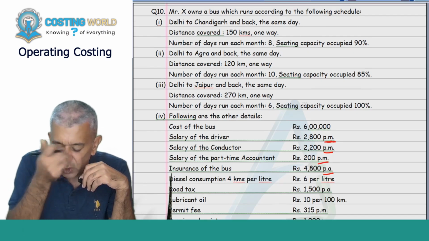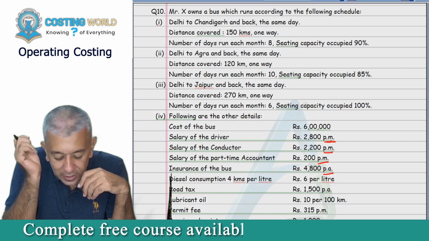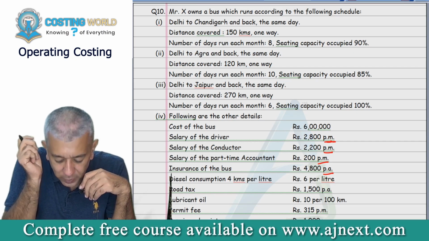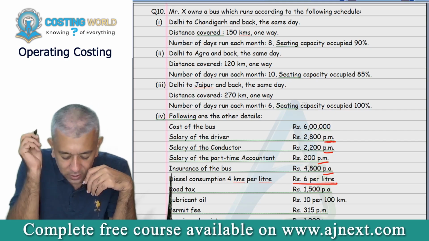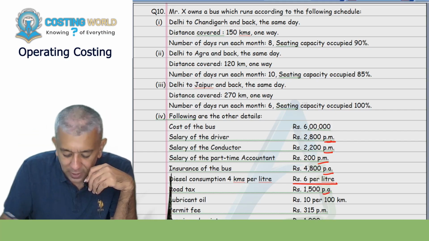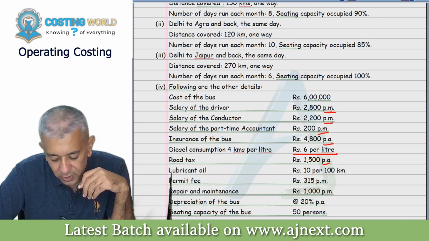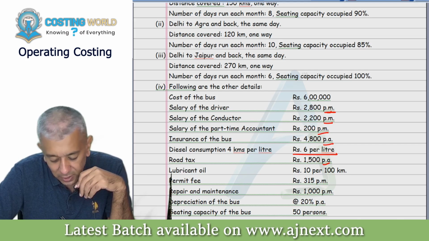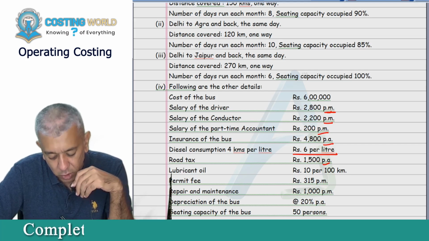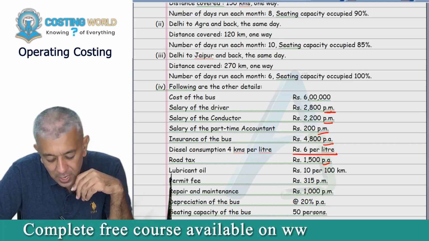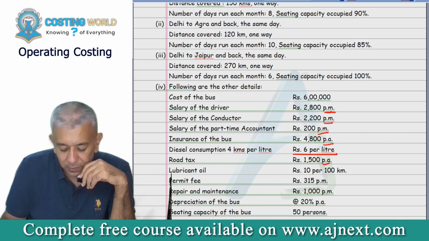Insurance of the bus, 4,800 per annum. Diesel consumption, 4 kilometers per liter, costing rupees 6 per liter. Road tax 1500 per annum, lubricant oil 10 per 100 kilometers, permit fees rupees 315, repair and maintenance 1000 per month, depreciation of the bus 20% per annum, seating capacity of the bus 50 people.